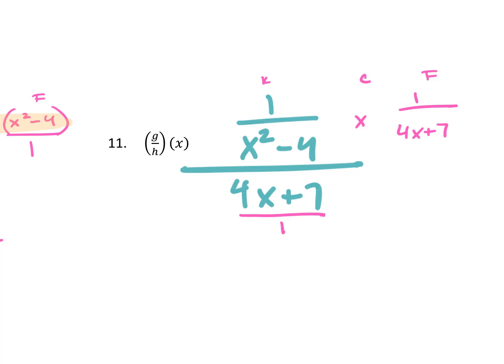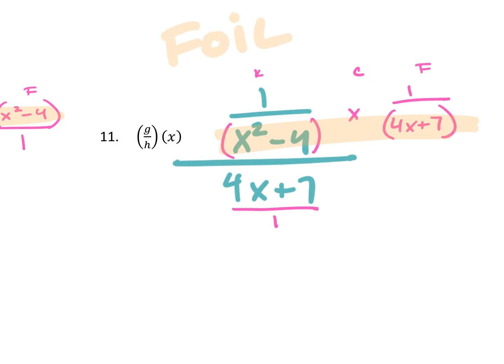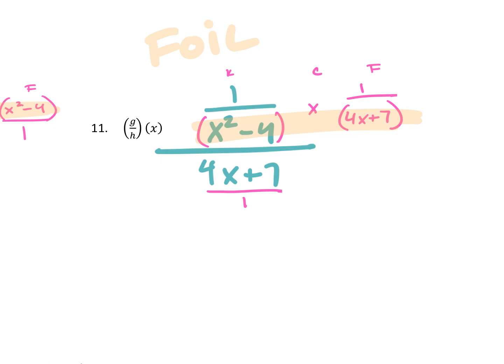Now, how would we multiply these together? So here we're multiplying our denominators. What do we do to multiply the denominators? Again, we have to FOIL. So because we're multiplying, we have to FOIL. So x squared times 4x would be 4x to the 3rd power. X squared times 7, 7x squared. Negative 4 times 4x, negative 16x. And negative 4 times 7.